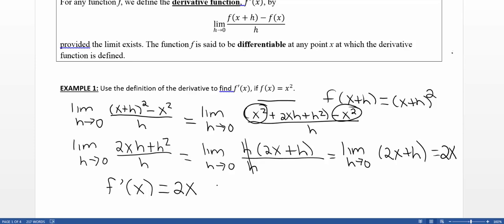So let's take a look at another example of finding the derivative using the definition of derivative.